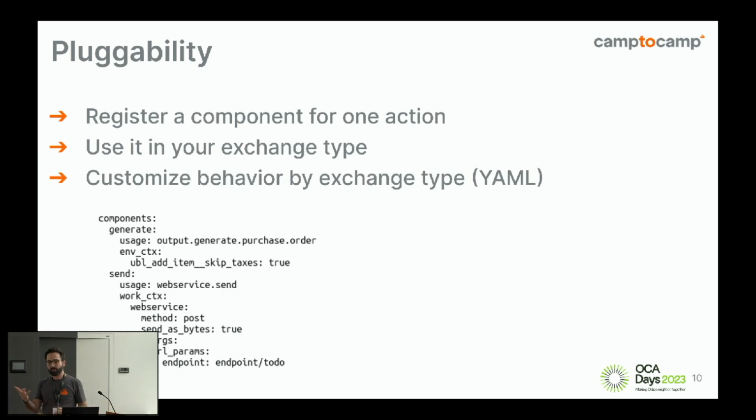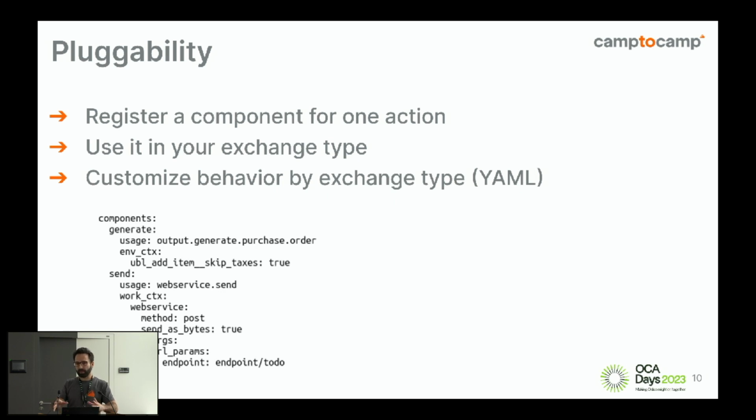Pluggability. So as I mentioned before, the 4 main actions are meant to be agnostic. So what you have to do is register a component for each of those actions. Then you say, okay, for my exchange type, I don't want to rely on a generic component, because automatically if in the system there is a generic component defined, the framework is going to find that one and use it. But if you want to be really specific, maybe because you have a custom one or because you have several exchanges of the same type, but you want to differentiate how they work, you can do that with a YAML configuration on the exchange type. So in this case, you can see that to generate, I want to use this component, output generate purchase order.